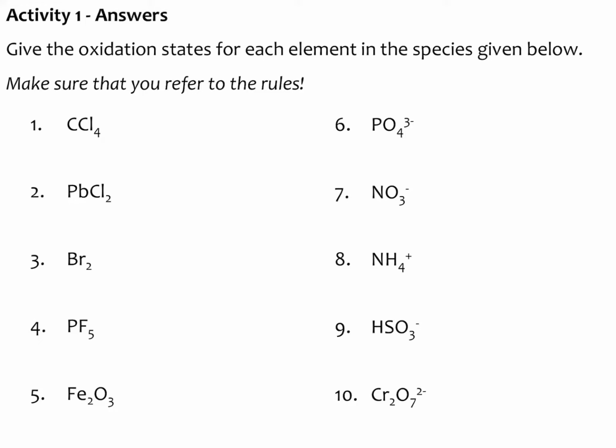So on to the answers. First of all, CCl4. It's a compound, so it's neutral overall. There's no rule for carbon, but there is a rule for chlorine. Chlorine is -1 unless it's joined to O or F, which it's not in this case. So Cl is -1. There are 4 lots of -1, which means that there is a -4 charge overall from the chlorines. And for the compound to be neutral overall, carbon has to be +4.